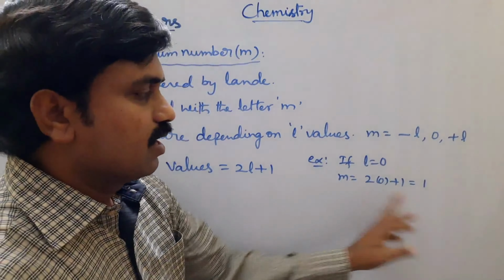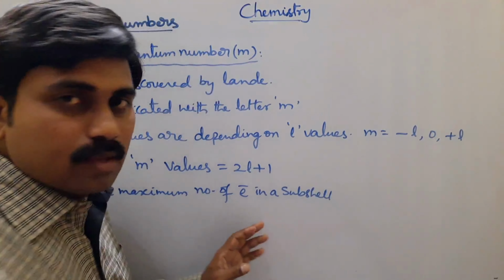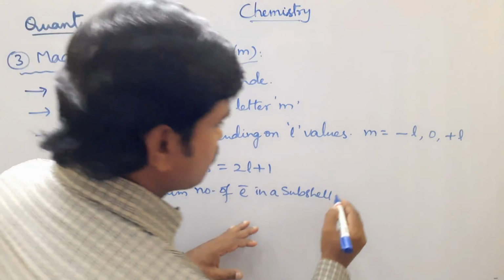The maximum number of electrons in a subshell is equal to 2 into 2L plus 1. By using this formula, we may calculate how many electrons exist in the s subshell, p subshell, d subshell and f subshell.